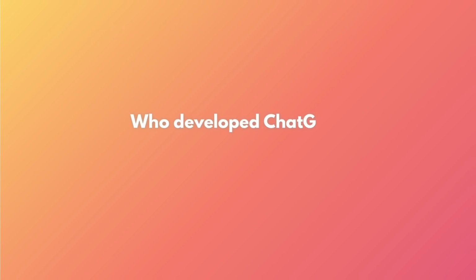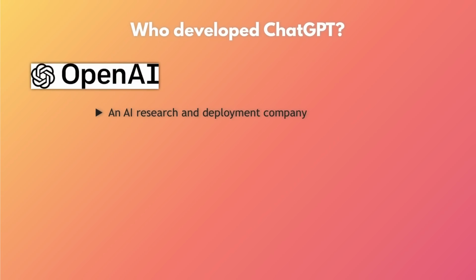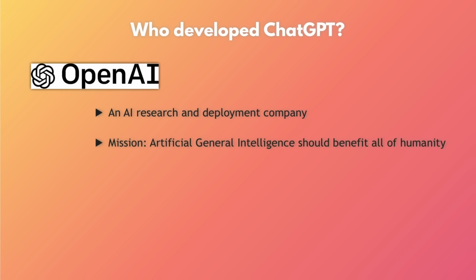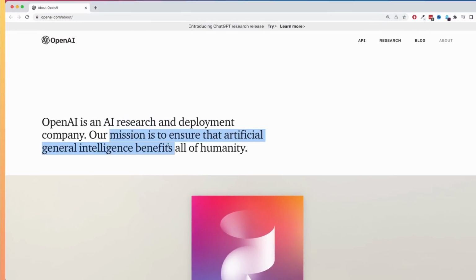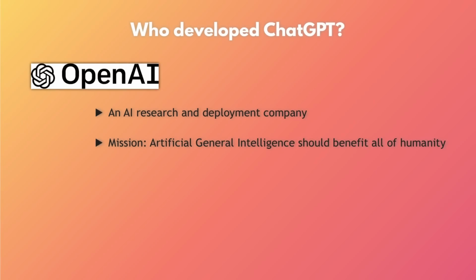Who created this? ChatGPT was created by a research organization called OpenAI. And according to the company itself and its mission statement, it is actually dedicated to developing and using artificial intelligence in a way that can benefit the general public and basically democratize the access to artificial intelligence as well.